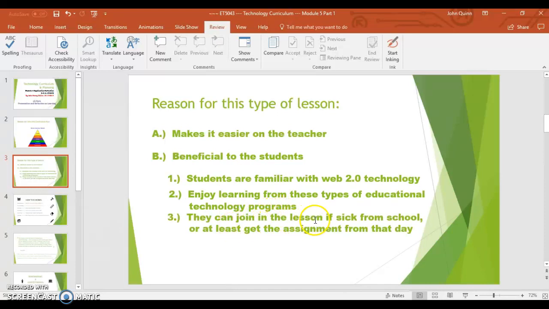The third reason is they can join in the lesson if sick from school, or at least get the assignment from that day. Some schools actually have the technology, those webcam type things that I can't remember the name of. We had them at one college I was at. You could have classrooms all over the country joining together. So if you're sick from school, but not so sick that you can't pay attention, you could at least watch the class and join the lesson.